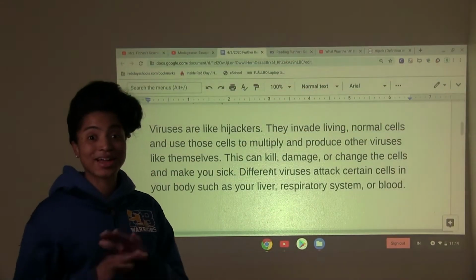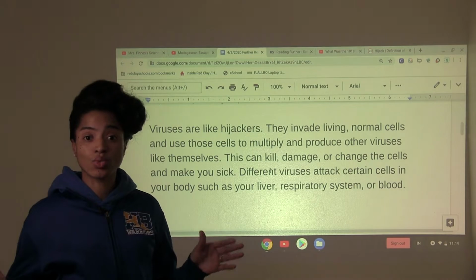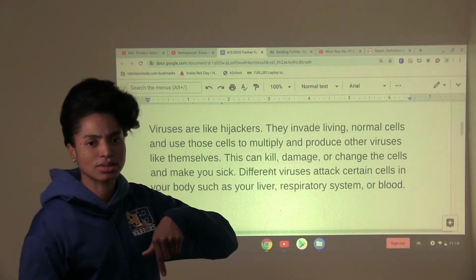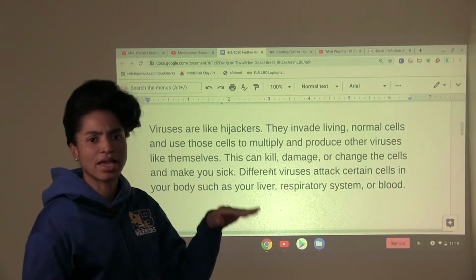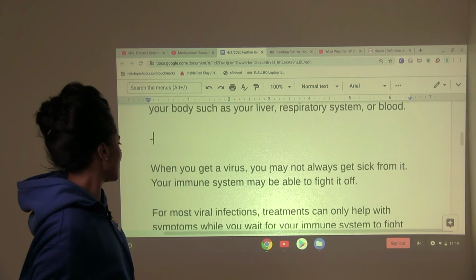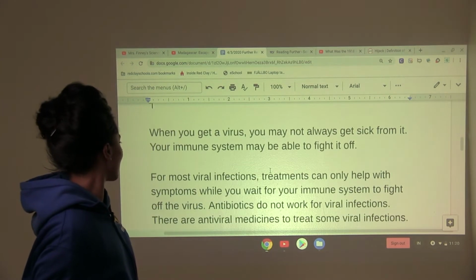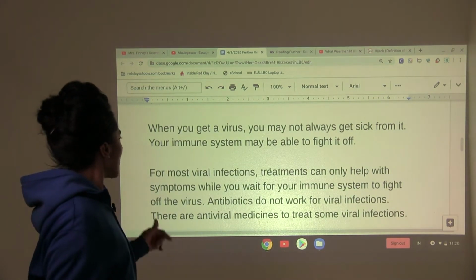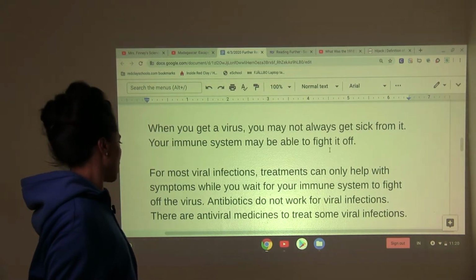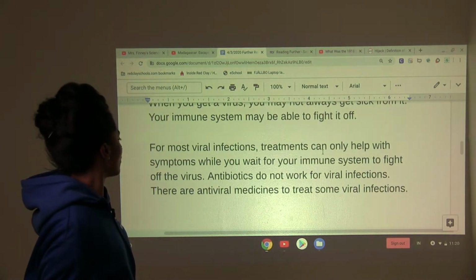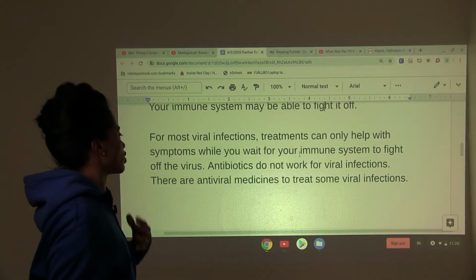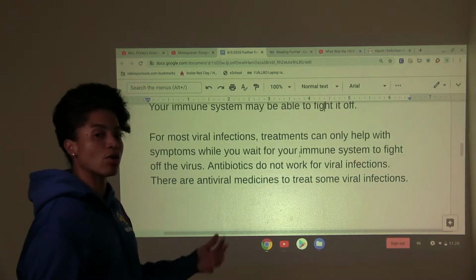So now that we know how hijacking works, we can apply that concept to how viruses come into a host cell and hijack. They come to take over the environment, and whew, it's a bad look. So when you get a virus, you may not always get sick from it. Your immune system may be able to fight it off. For most viral infections, treatments can only help with symptoms while you wait for your immune system to fight off the virus.